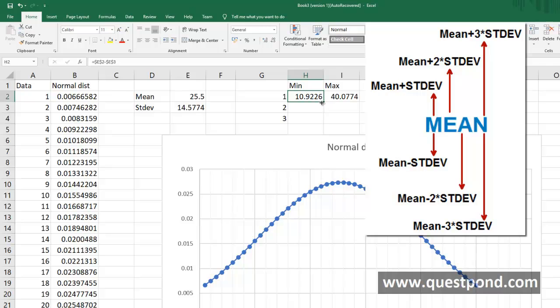Now for the second standard deviation, we need to say the mean and the max. The formula remains the same, but the only thing that changes here is this is 2 into the standard deviation. So the minimum range is mean minus 2 standard deviation, and here it is mean plus 2 standard deviation. In the same way, for the third it is 3 standard deviation. So you can see the first standard deviation is mean plus minus standard deviation. The second one is mean plus minus 2 into standard deviation, right? And the third one is mean plus minus 3 standard deviation.